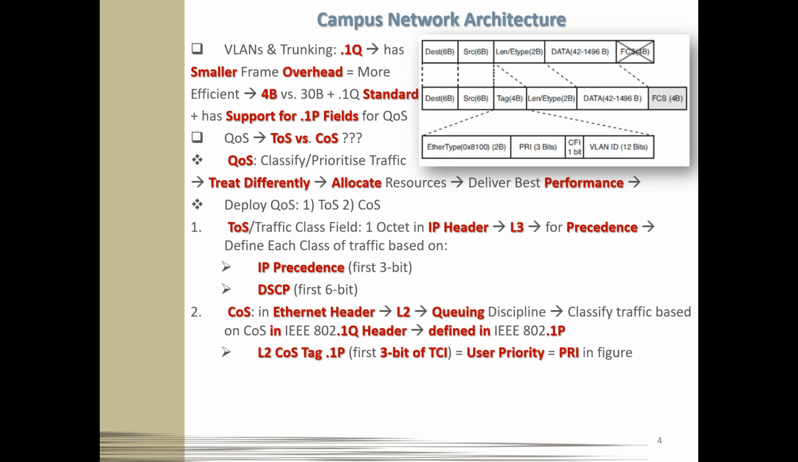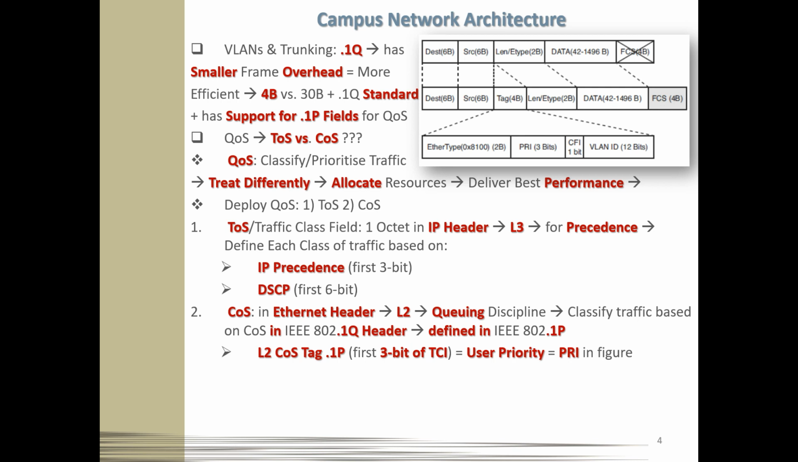The value for CoS is encoded in the high order 3 bits of the TCI (Tag Control Information) inside that one Q header, and therefore it is called user priority or CoS tag. Class of service can be thought of as a queuing discipline, an algorithm that compares fields of different frames based on their CoS tags and assigns frames to different queues with different priorities.